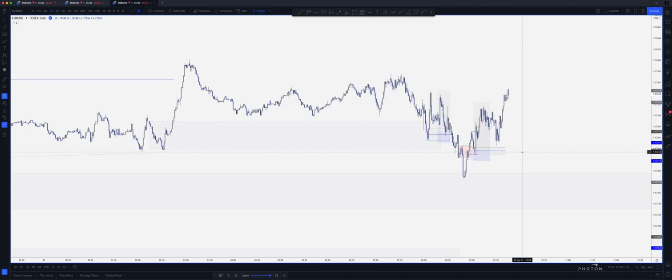Hopefully that makes a lot more sense about entries, and then we'll talk about this in a lot more depth, of how you can tailor this and personalize this to your own style as we look to create our trade plans.